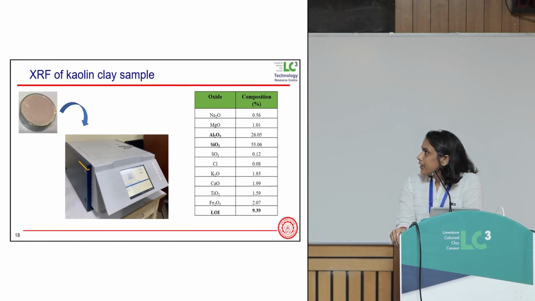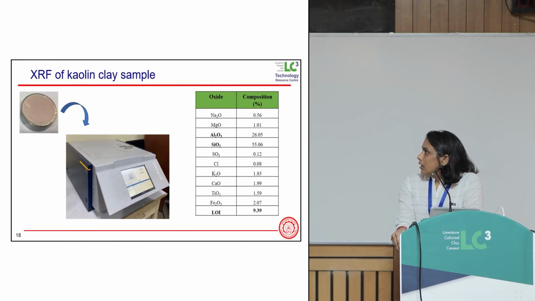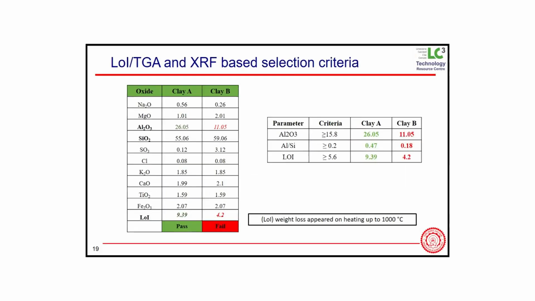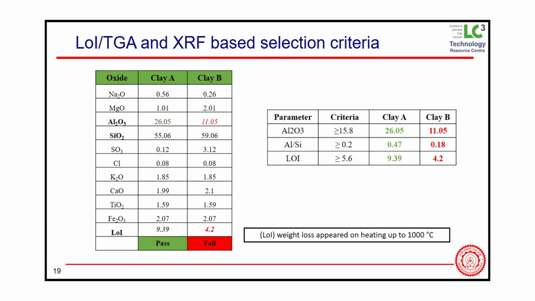Here I have displayed the exact composition of a kaolin clay sample. Here the LOI is mentioned. This LOI is the weight loss that appears at 1,000 degrees. Okay. Now this slide is of particular importance.